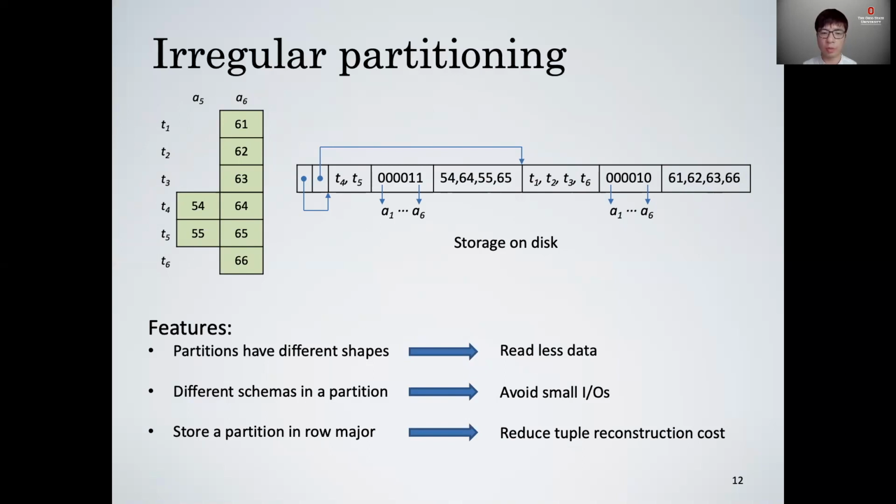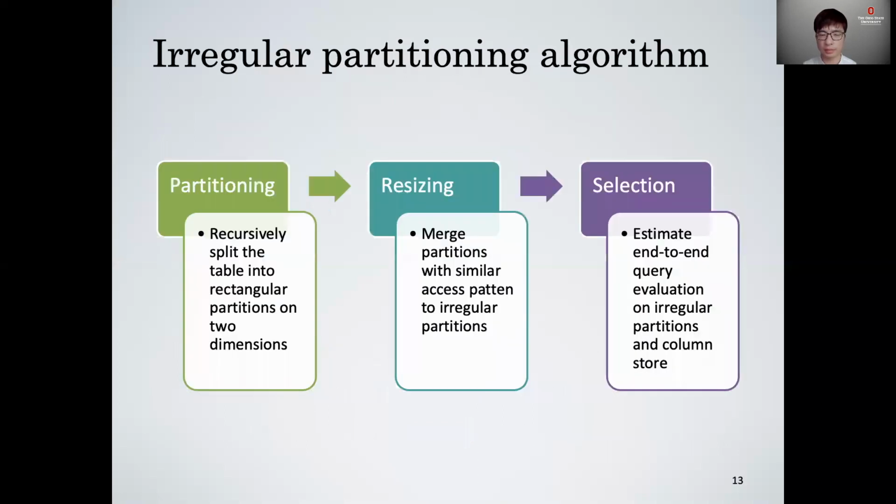When we physically store one irregular partition, we first reorder these tuples to store tuples with the same schema together row by row. So we store T4 with T5 together by storing the values 54, 64, 55, and 65. Because we store one irregular partition in row major order, we could reduce the tuple reconstruction cost in each irregular partition. Until now, we have seen the motivation of the irregular partitioning. The question here is how we generate these irregular partitions according to the query history of one table.